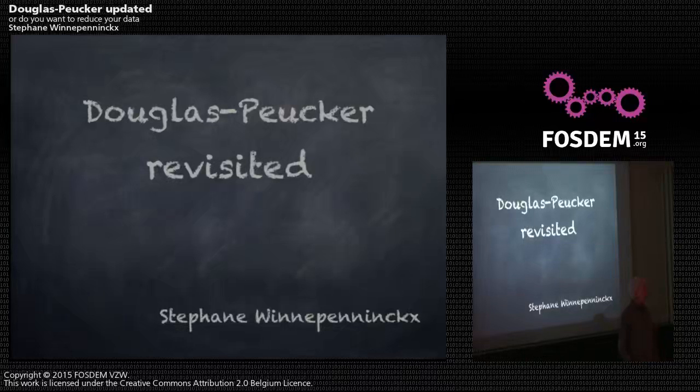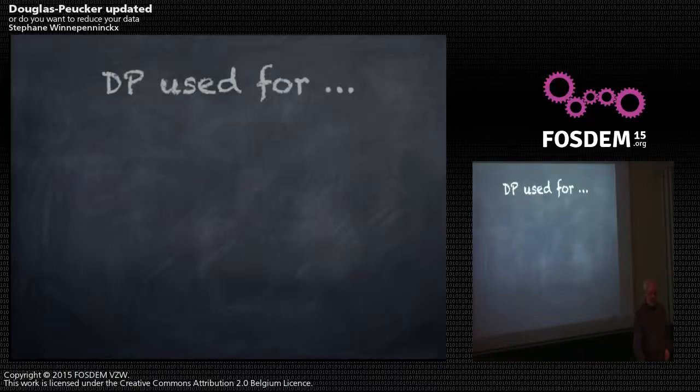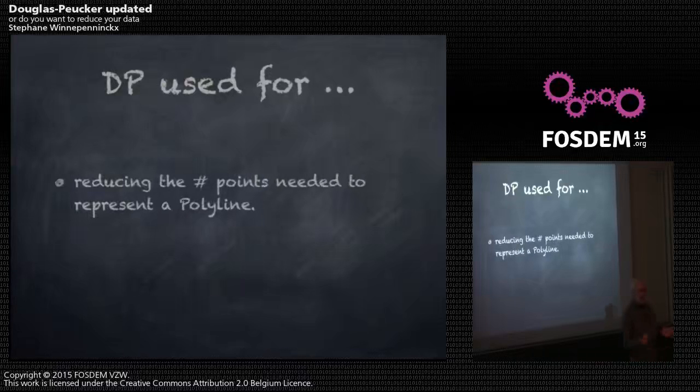We are going to talk about Douglas-Peucker, a very old system from the late 70s, and I have some updates to share with you. Douglas-Peucker was used for reducing the number of points in a polyline. When I talk about a polyline, imagine a curvy line that is in fact small segments of straight lines connected by points or nodes. I use the name points.